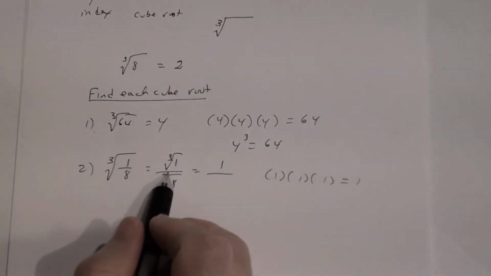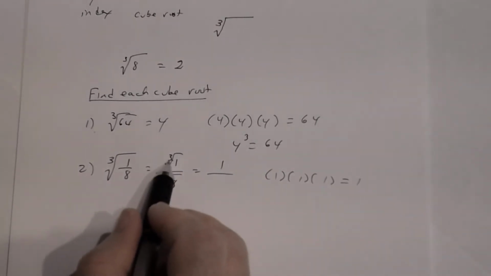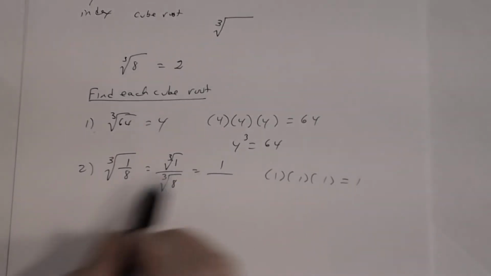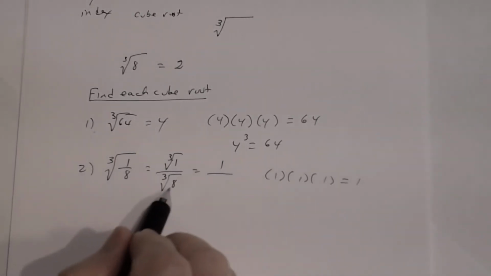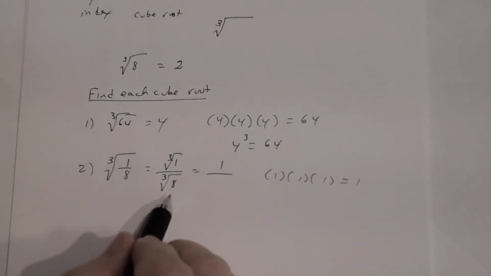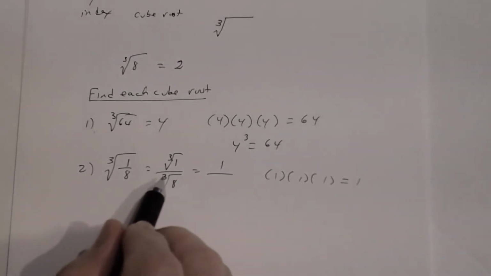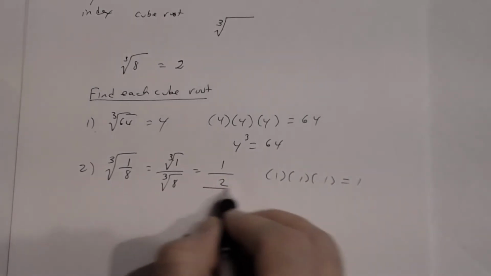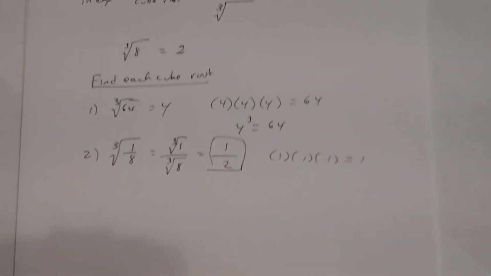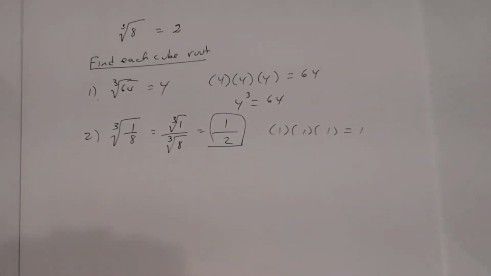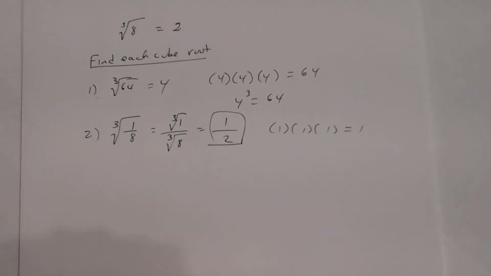In fact, the cube root of 1 is 1. The square root of 1 is 1. The fifth root of 1 is 1. So whatever your index is, if the radicand is 1, then this is going to be a 1. What's the cube root of 8? What times itself 3 times is 8? 2. So there's your answer. The cube root of 1/8 is just 1/2.